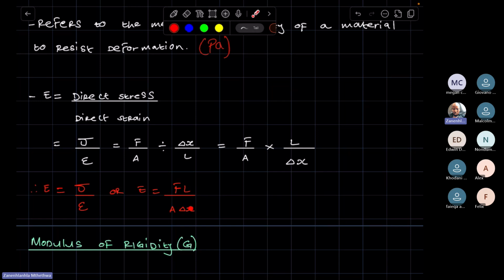So depending on what information you've been given, you can either use this over this. If you've been given the direct stress and the direct strain, or you happen to first calculate the direct stress and direct strain, then to get Young's modulus of elasticity, you can simply use this formula. Otherwise, if you instead have a force, the original length, the change in length, and the original area, you can simply use this formula to get Young's modulus of elasticity. Are we clear?